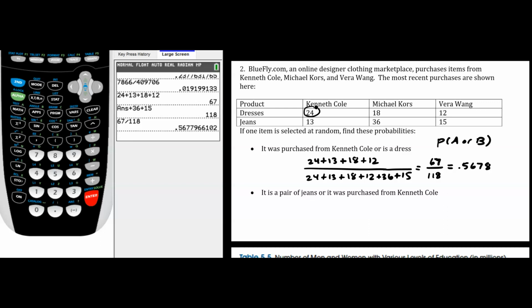So we can see that we're going to be circling everything in this column again because it's purchased from Kenneth Cole. But then we only want to circle the other cells that represent items that are jeans. And it's not going to be this cell right here because this isn't purchased from Kenneth Cole and it's not jeans. But these 36 right here, these 36 items, yes, they are jeans. And these 15 items represent a number of jeans.